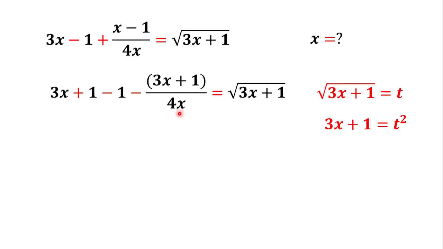As you can see, we have x, so we need to find x from this equation in terms of t. We move a plus 1 to the right hand side. 3 times x equals t squared minus 1, and by dividing both sides by 3, we're going to get x equals (t squared minus 1) over 3.